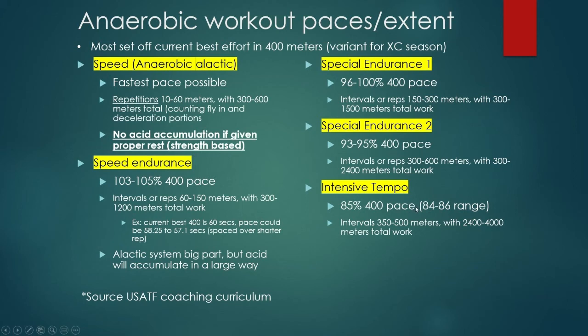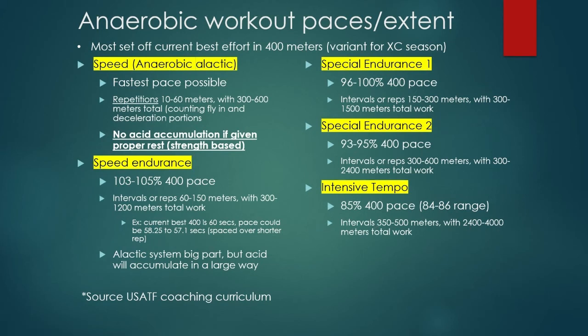What's the difference? This is going to be, again, something that's getting you to these other more important, faster, more intense type workouts. So intervals of 350 to 500 meters. Again, it's kind of right in the middle of Special Endurance 2 in terms of the range, but much more total work, 2,400 meters to 4,000 meters of total work.